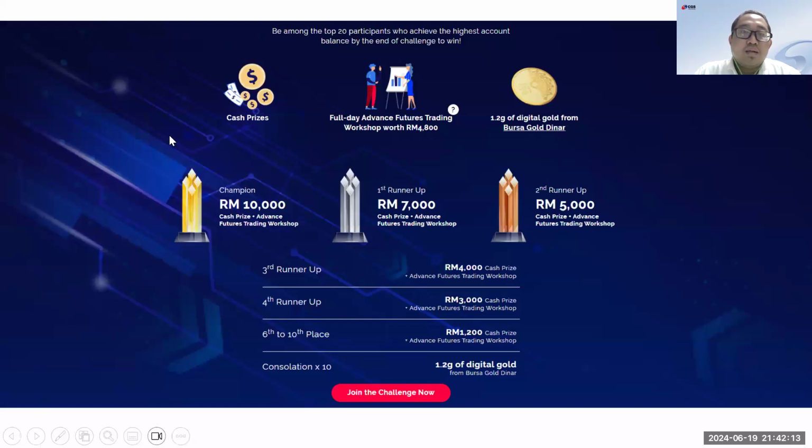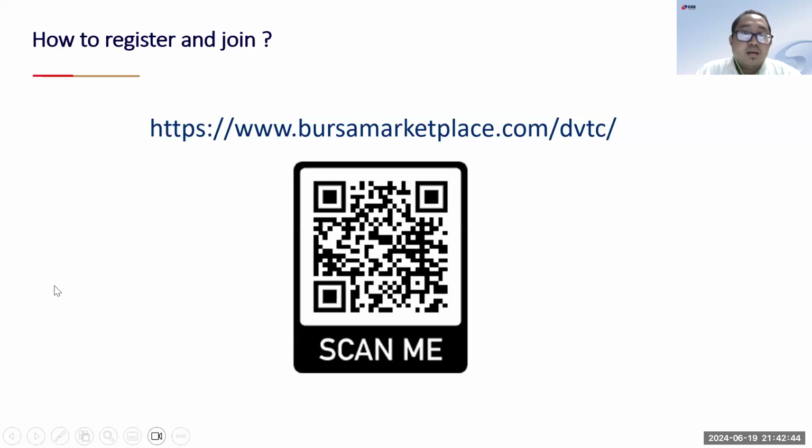So these are the prizes for this year. The champion will get 10,000 and also the advanced futures trading workshop. The first place until 10th will get the cash prize and also the advanced futures trading workshop. Meanwhile, for the consolation prizes, you will get 1.2 gram of digital gold from Bursa Gold Dinar. Whoever is interested to join this derivative challenge can go to the Bursa Marketplace or just scan this QR code.